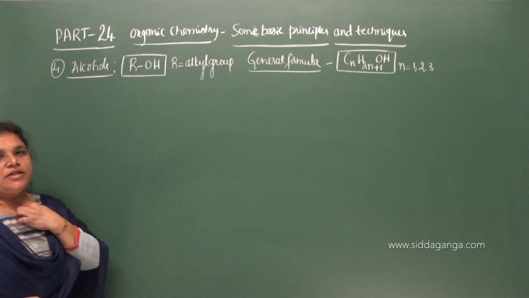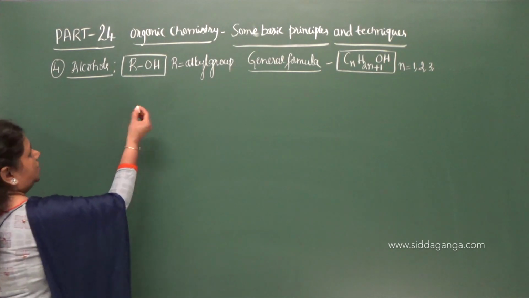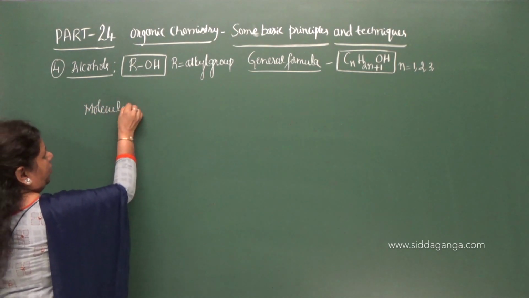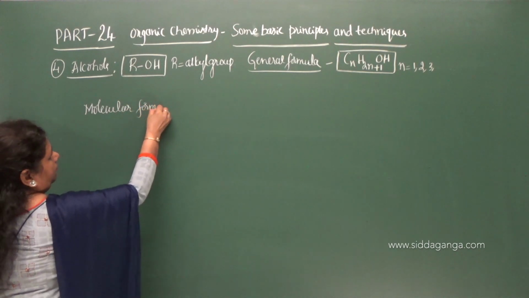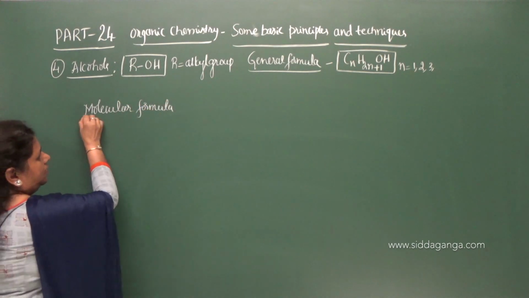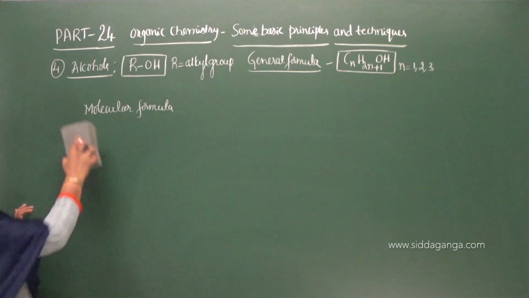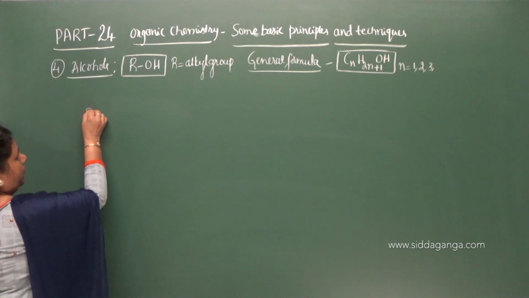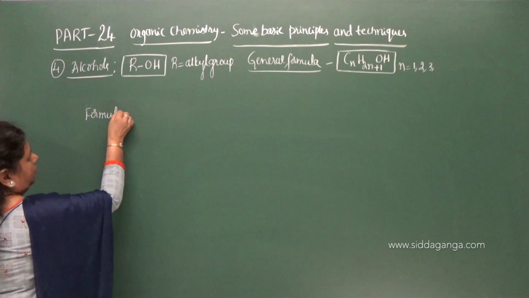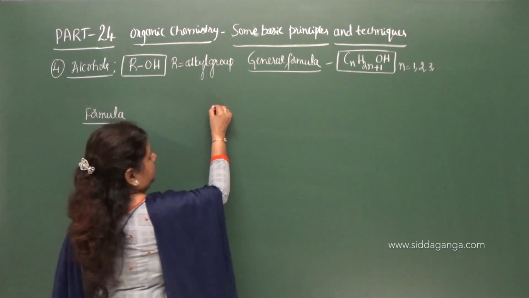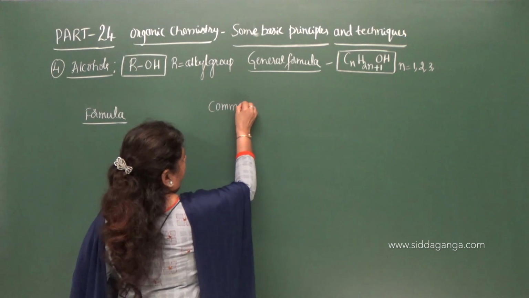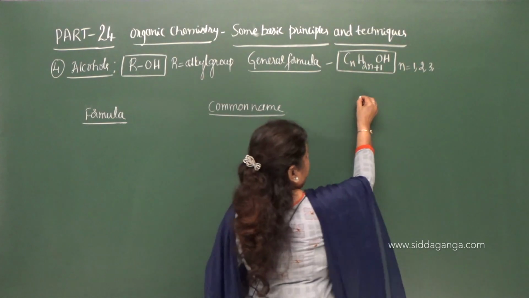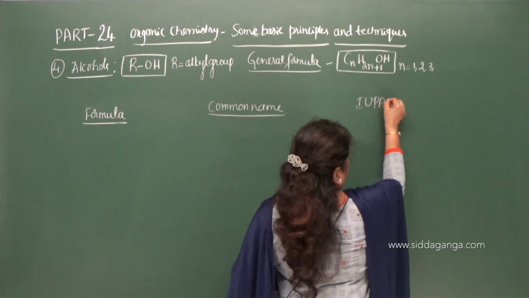Now, let us move on to the members of this alcohol series. So, I can write 3 columns here: molecular formula, formula of the compound, and common name of the compound and the IUPAC name.